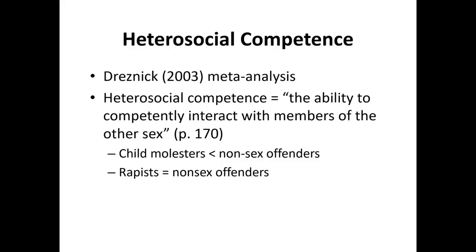And so part of the theory behind this was, again, that if people are unable to attract a partner through normal methods, they would commit sex offenses. And there could be something to that among child molesters, but that doesn't seem to be an explanation for rapists.